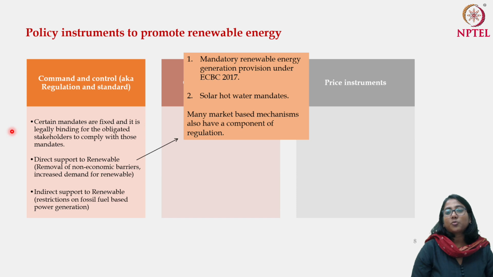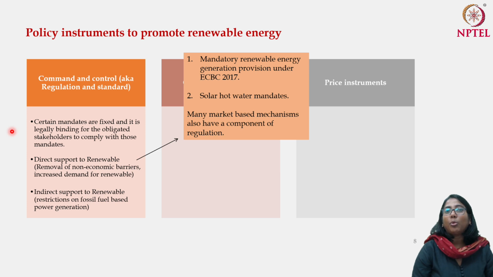We are going to discuss one policy which is a mandatory renewable energy generation policy under ECBC 2017. This is the Energy Conservation Building Code, and this comes in the form of a national policy. We are also going to look at some of the state policies regarding the solar hot water mandates. When we have this discussion, it's also important to note that although this command and control, the price instrument and the quantity instrument look like disjoint policies, they are not.